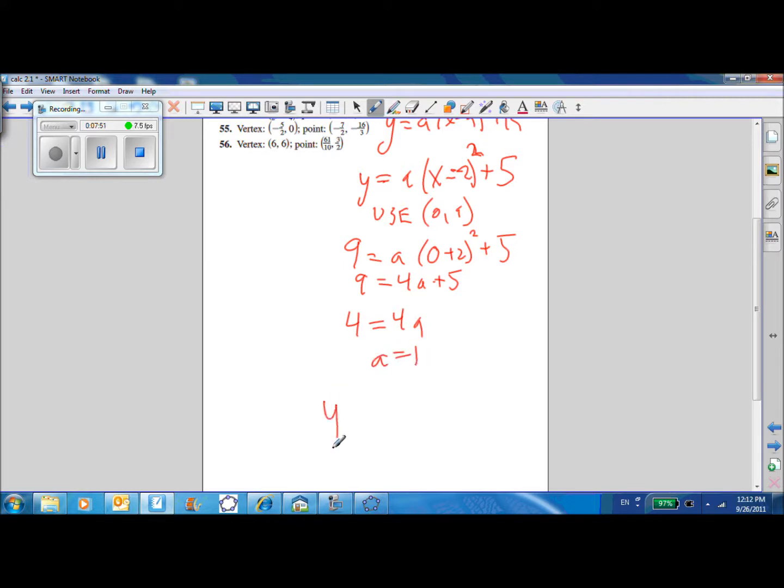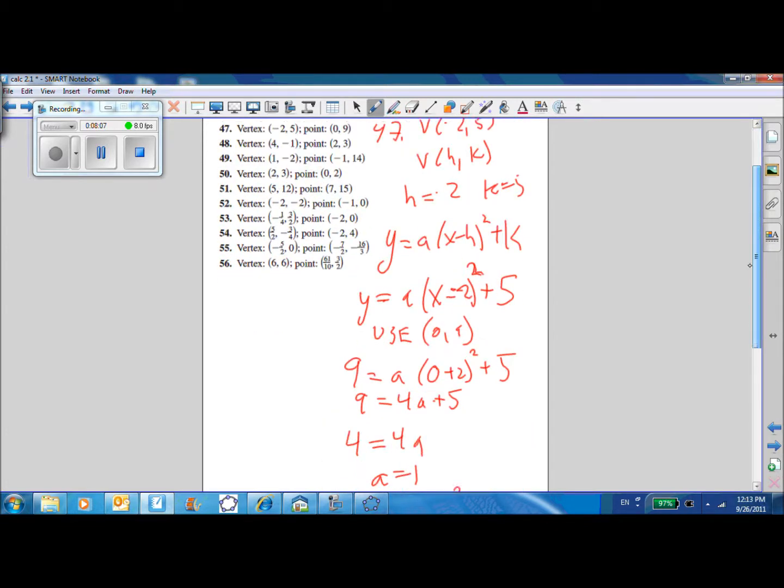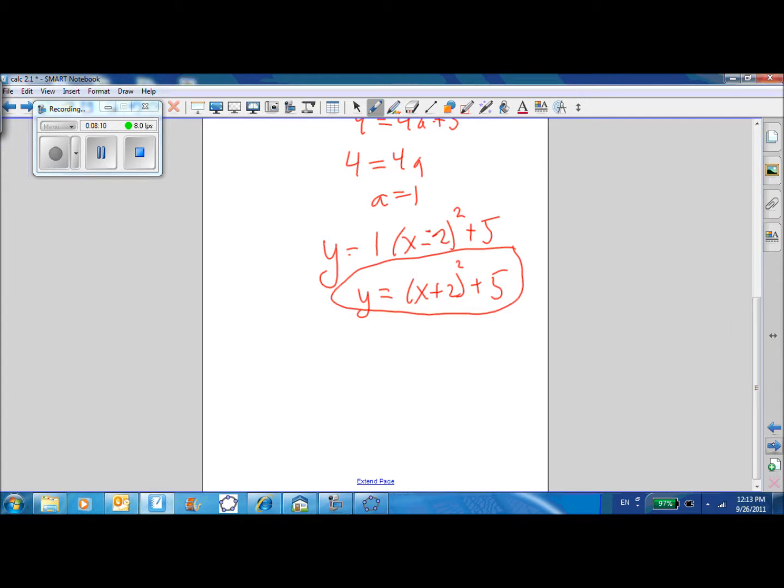So finally we get y equals a, which is 1, times (x minus -2) squared plus 5. Or more simply, y equals (x plus 2) squared plus 5. (0, 9) goes through it, and it's got a vertex at (-2, 5). Okay.